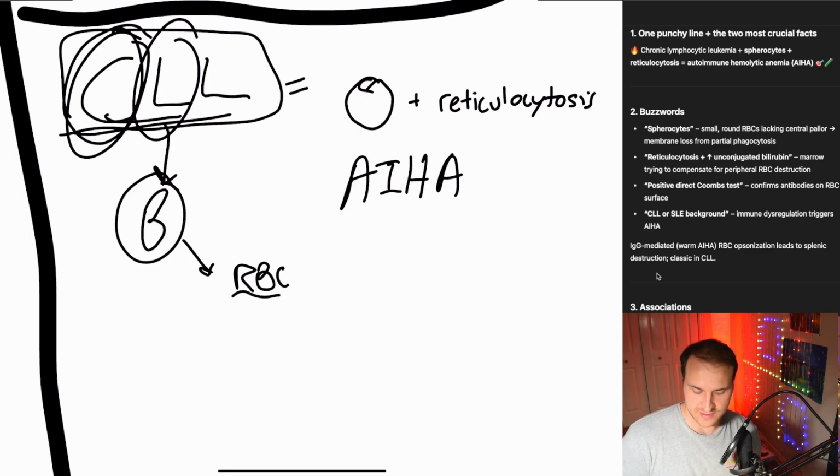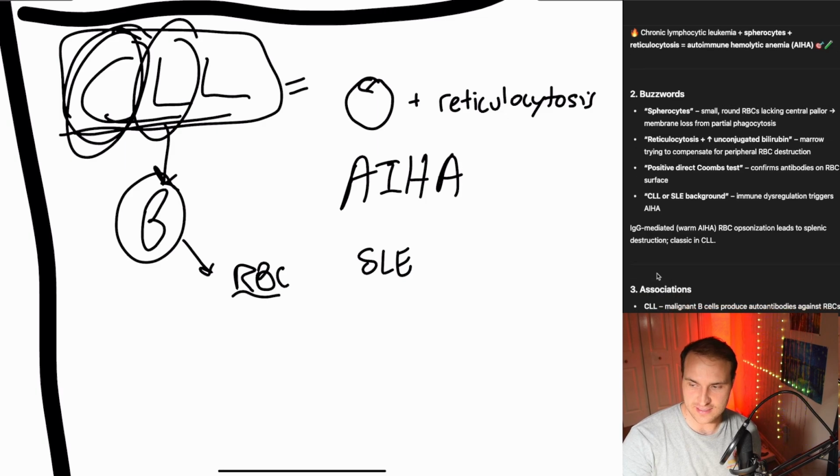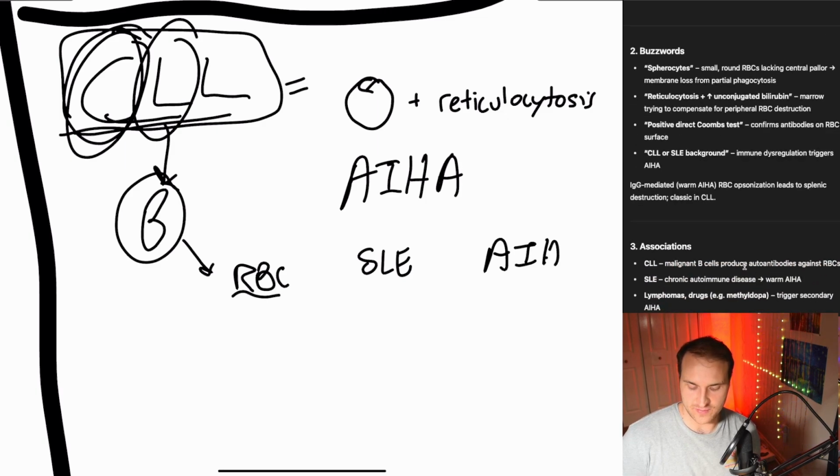CLL, some associations you could think of are lupus, SLE, because that's a chronic autoimmune disease and it causes warm autoimmune hemolytic anemia.